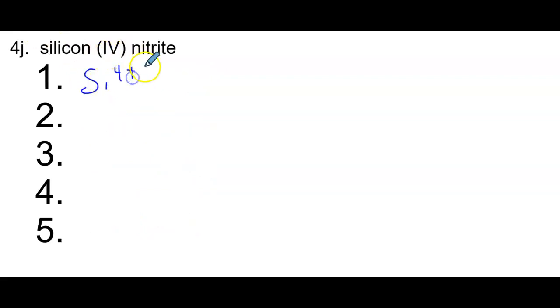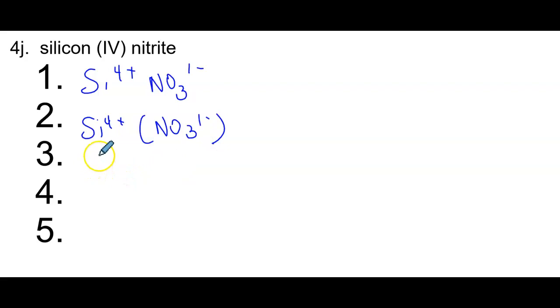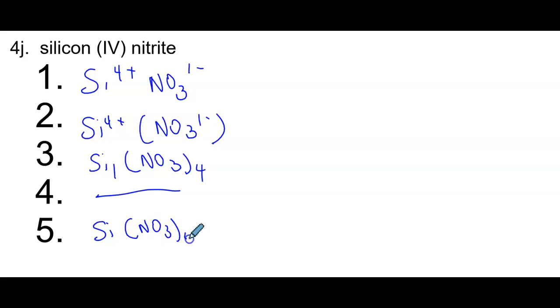Silicon is 4 plus, IV is 4 plus, nitrate is NO3 1 minus. I need parentheses around NO3 1 minus. Crisscross. Nothing to reduce. Get rid of your 1s. Have to keep the 4 because it's followed by a parentheses, or preceded by a parentheses, and the 1 for the Si goes away.